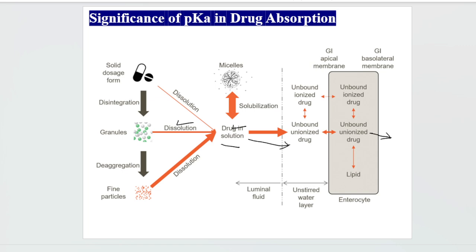So basically the basic concept is that for drugs, it is the unionized form that is basically absorbed, and the ionized form of the drug is available in the form of ions. That's why it cannot be absorbed. So the unionized form of the drug is mostly absorbed in the GIT.